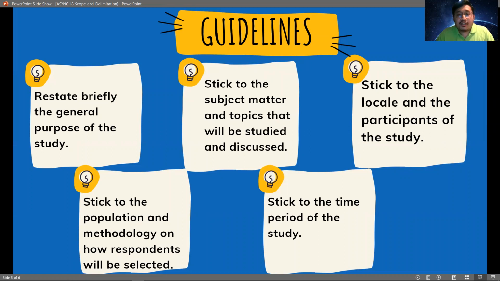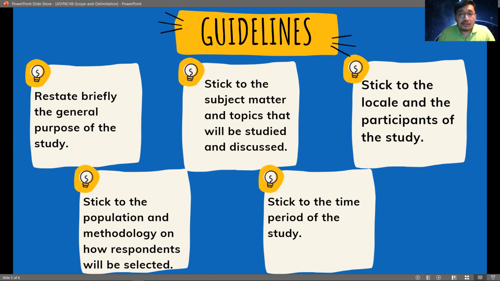Next, you have to stick to the subject matter and the topics that will be studied and discussed. For the scope of your study, state all of the subject matter, state all of the topics, state the variables that will be involved in your study, state there what your study will be about. Now, for the delimitation part, state there what your study will not be about. State there the subject matter or the topics that will not be discussed in your study. State also in the delimitation the variables that will not be used in the study.